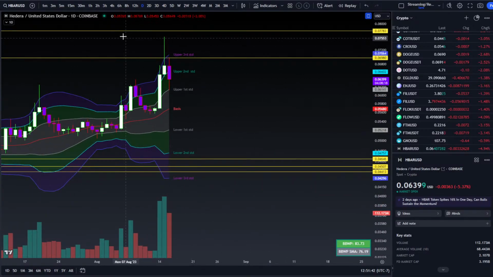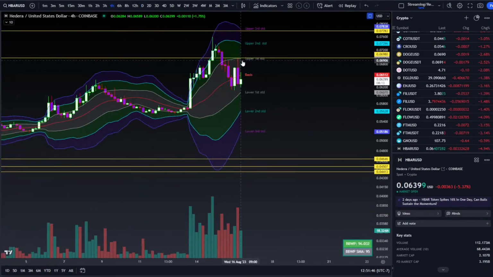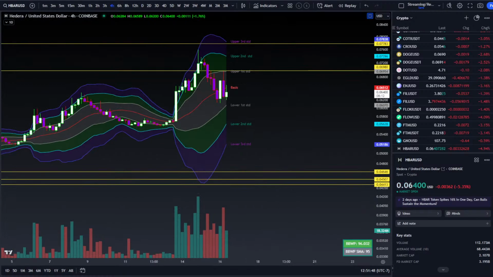Off higher volume, I do suspect this is probably going to try lower when looking at rejection at the upper first. Tried to reach for that secondary high up there. Came down below the basis band, rejected the basis band. It needs to find support here. This is a little bit of a change of structure.